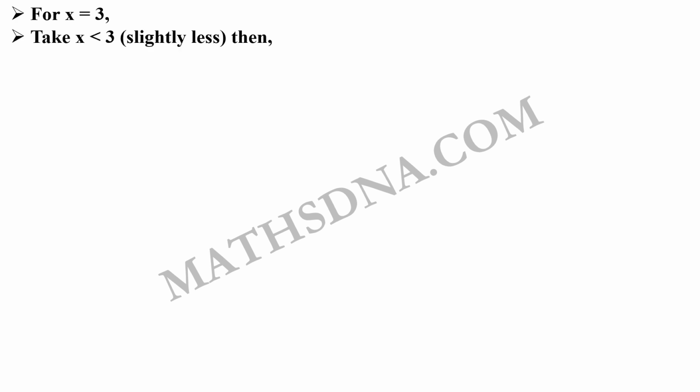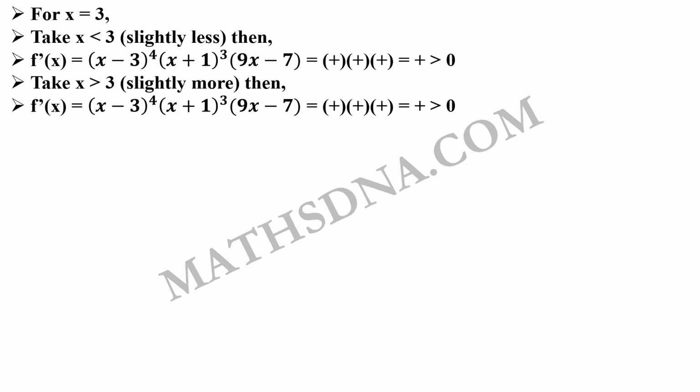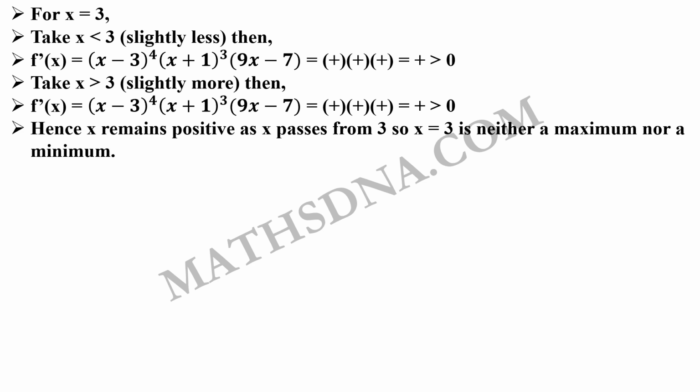Now for x equals 3, take x less than 3. Then the derivative f dash x, that is (x minus 3) raised to 4, (x plus 1) raised to 3 and (9x minus 7), will be plus, plus and plus, that is positive. Similarly for x greater than 3, slightly more, the derivative will again be plus, plus and plus, that is positive. So the derivative does not change its sign at x equals 3. So x equals 3 is neither a maximum nor a minimum. So option B will also be correct.